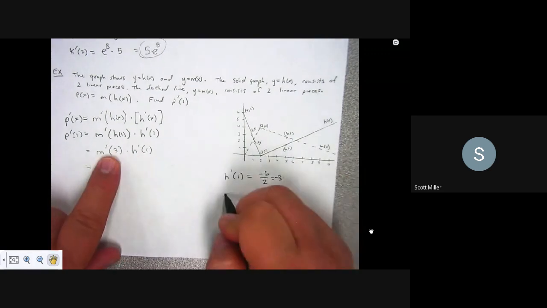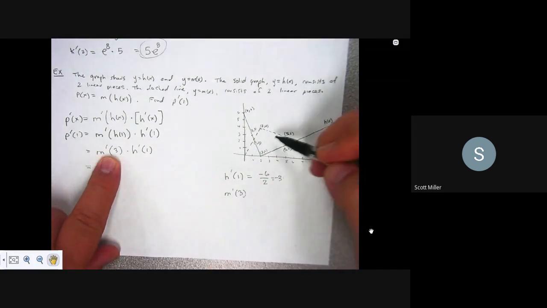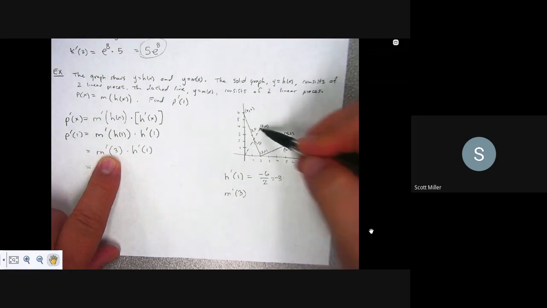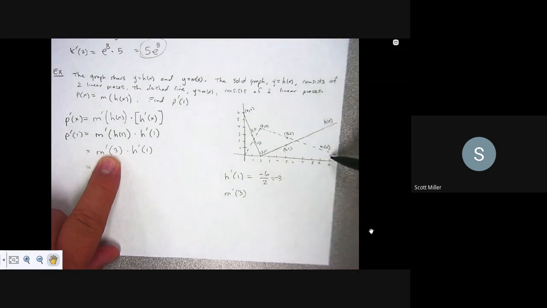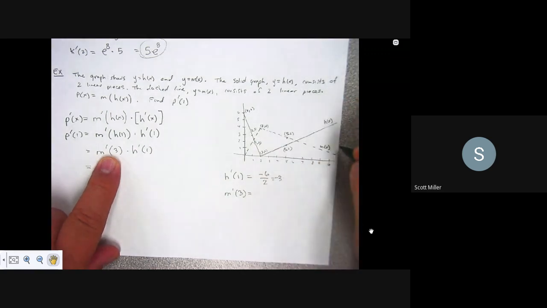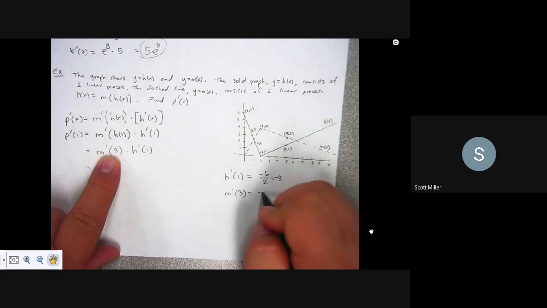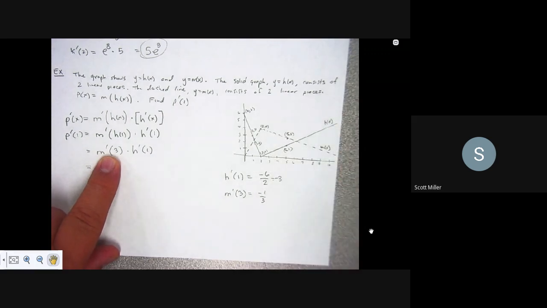And m at 3, here's 3. So the slope of m at 3, there's no value here, but I can see that I'm on this segment here for m, so it's the same slope as that. And so that is also a negative slope. I'm going from here to here, so the change in the y values is I'm going down 1, and then I'm going over 3. So down 1 over 3, and I have a slope of negative 1/3.